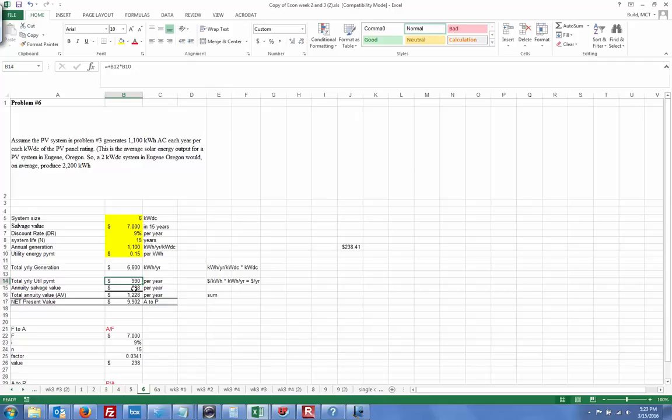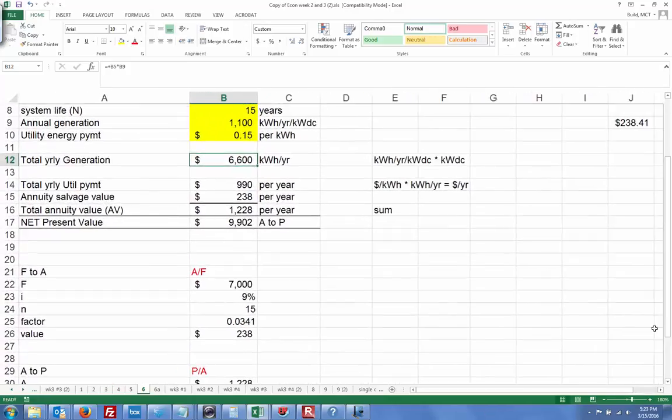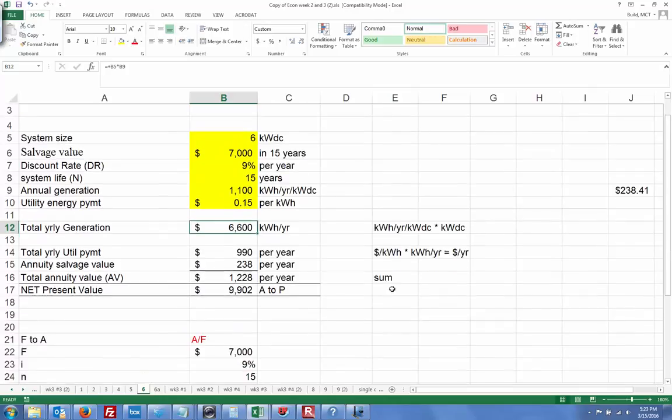Well, no. What we did, we figured out how much energy we make per year. Let me see if I can make that a little larger. We figured out how much energy we're going to make per year. We know that we're going to get paid 15 cents per kilowatt hour for it. So we're going to get $990 per year. We also know that at the end of 15 years, we're going to be able to sell the system for $7,000, which is the same as making $238 per year.